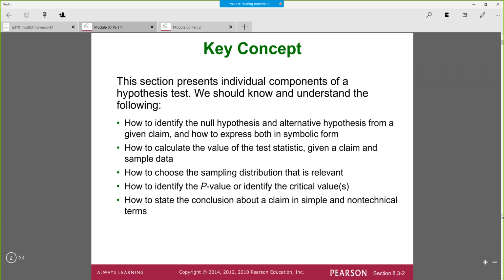These are the key concepts you should know. We're going to learn how to identify the null hypothesis and alternative hypothesis. We're going to calculate the value of a test statistic and use that to make a decision later on. And we'll use a method called the p-value method or the critical value method to make a decision, and we'll state the conclusion.